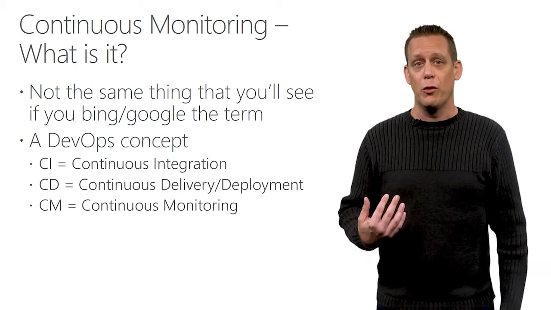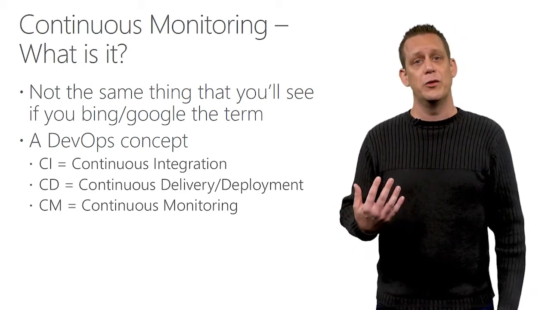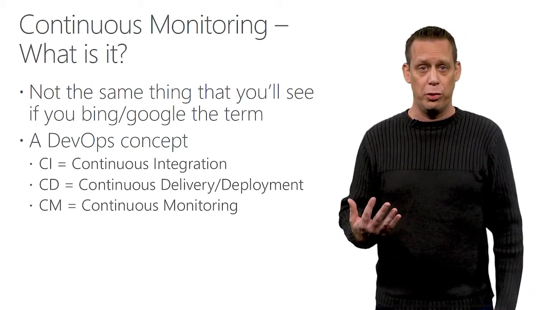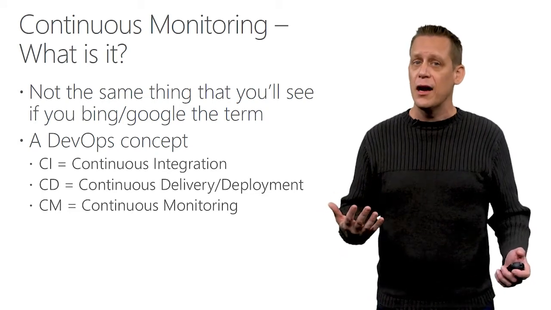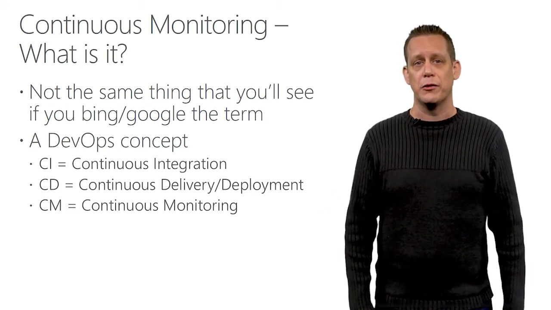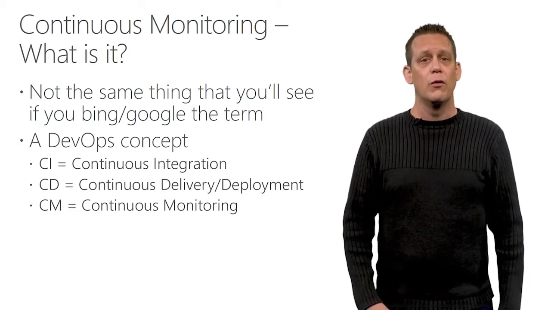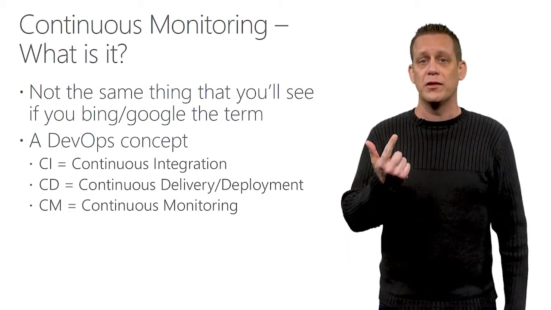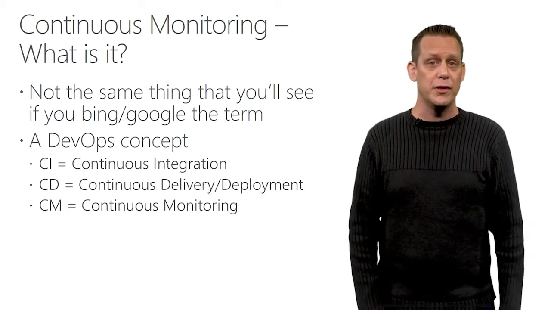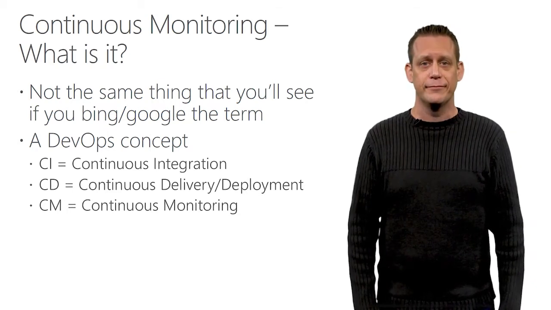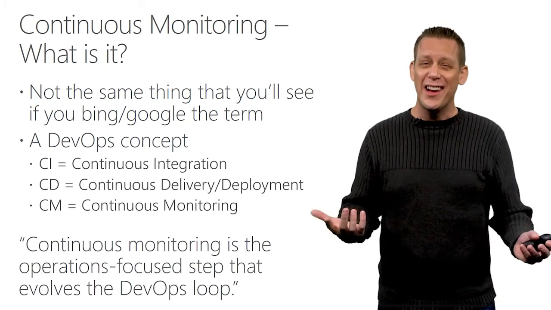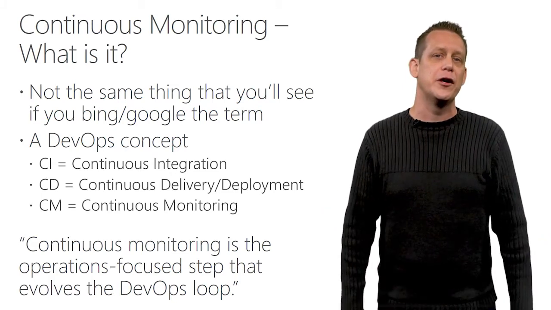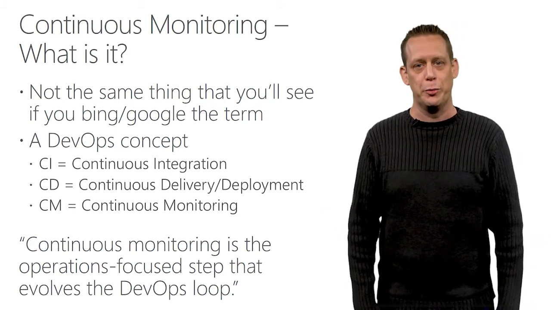Most of you are familiar with things like CI/CD, continuous integration, and continuous delivery or deployment. What we want to add to that concept is continuous monitoring. So when we change our code, we want it to be integrated, we want it to be delivered, and then we want to monitor it to make sure that the performance is as expected. What I like to say is continuous monitoring is the operations-focused step that evolves the DevOps loop.